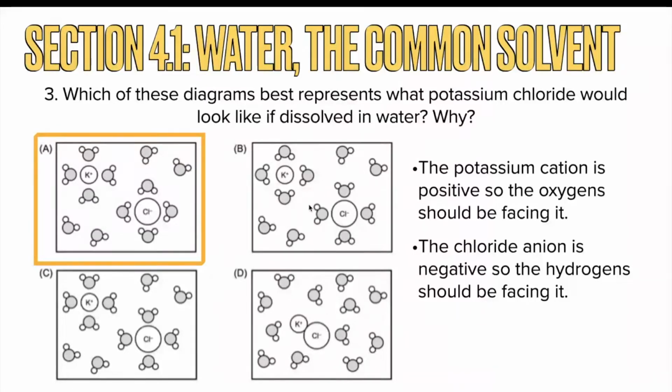So be very careful when you're taking a look at a particle diagram like this. And then D is obviously wrong because K and Cl are still together, which means that it did not dissolve in water at all. And since it's ionic, since we have charged particles here, it should conceivably dissolve in water.